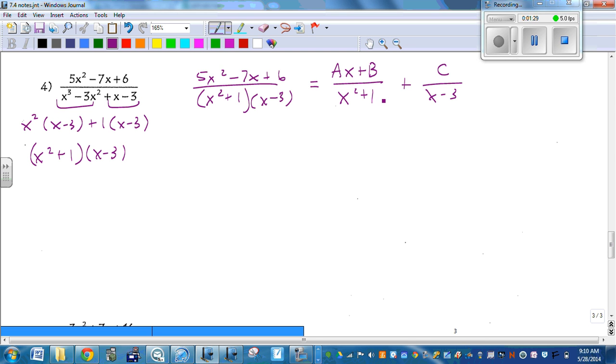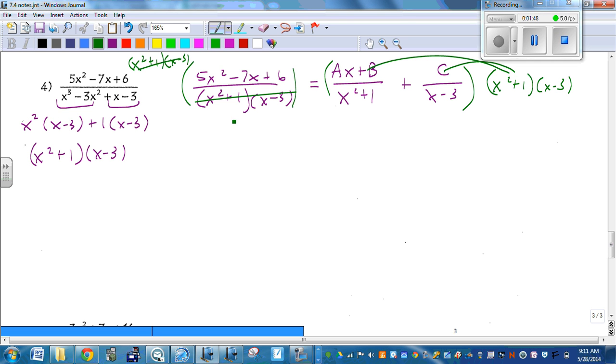All right, we get that set up. We can go ahead and multiply both sides by this denominator. So that's going to cancel the denominator out over there. And over here, it's going to cancel one denominator out each time. So for our first one, the x squared plus 1's cancel out. We are left with ax plus b times x minus 3. Second one, the x minus 3's cancel out, so we're left with c times x squared plus 1.